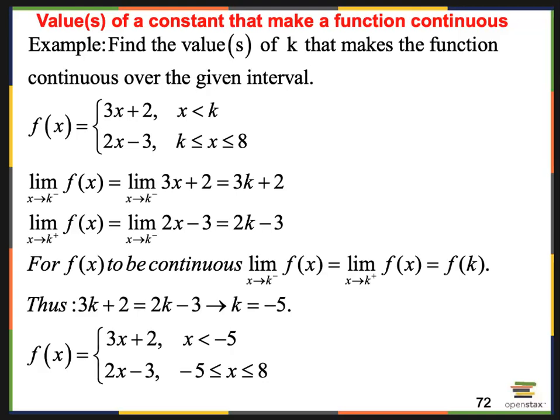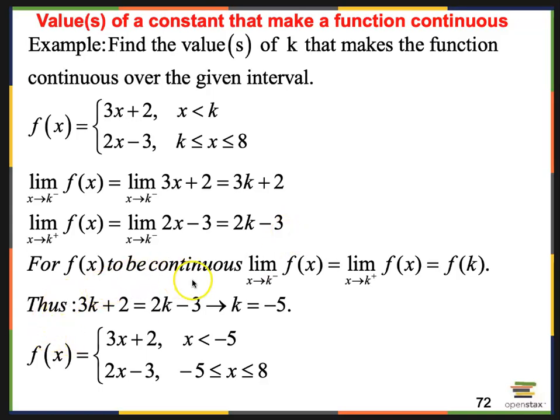So we're going to look for the limit of f of x as x approaches k from the left. We're going to substitute our k, just like if that was a number. So we have 3k plus 2. Now we're going to do it from the right. That should be a plus right there because it's from the right. I apologize for that. So the limit as x approaches k from the right of 2x minus 3 equals, again substituting k in, 2k minus 3.